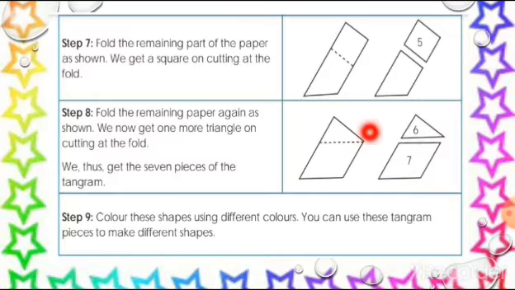So total how many pieces did we get? Yes, 7 pieces. Total 7 pieces we got. We thus get the 7 pieces of the tangram. You can color these shapes using different colors. You can use these tangram pieces to make different shapes. So this is the way to make the tangram pieces.